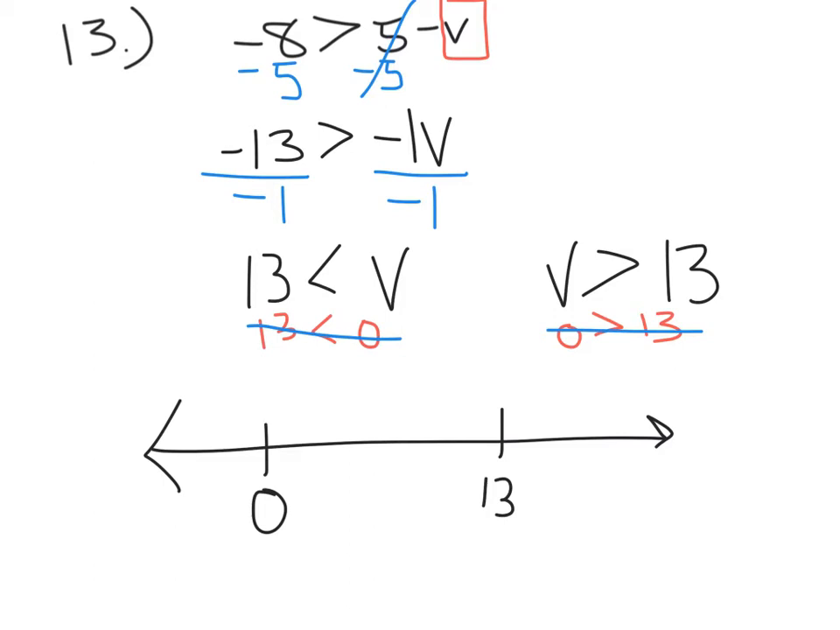So I'm going to do an open circle over 13 because I don't have the greater than or equal to symbol. And I'm going to point away from 0 because 0 is not in my solution set. I got a false statement when I plugged in 0. Also, if you think about it, I want the v values that are bigger than 13, that are greater than 13. Those are these values over here.